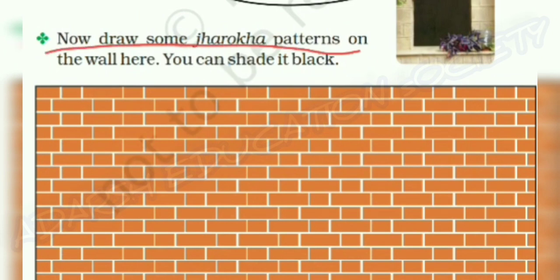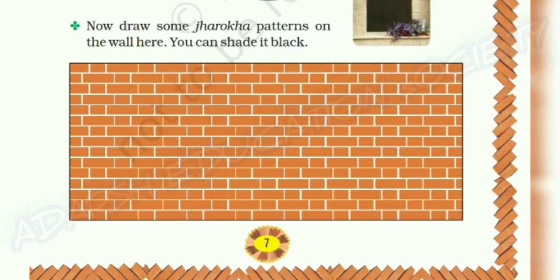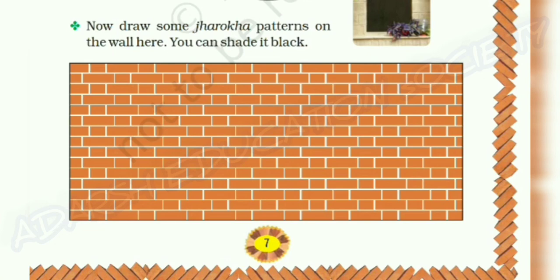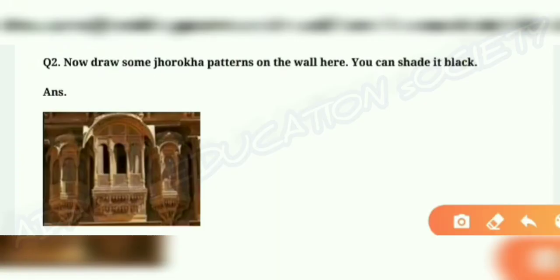now draw some Jarukha patterns on the wall here. You can shade it black. Here they give us the wall. Now we have to draw some Jarukha patterns in this wall and color it. Here we can shade it with black color. Okay. Here you can draw your own Jarukha patterns. Children, here you can draw the Jarukha pattern like this also. Okay. And you can draw your own pattern or design.